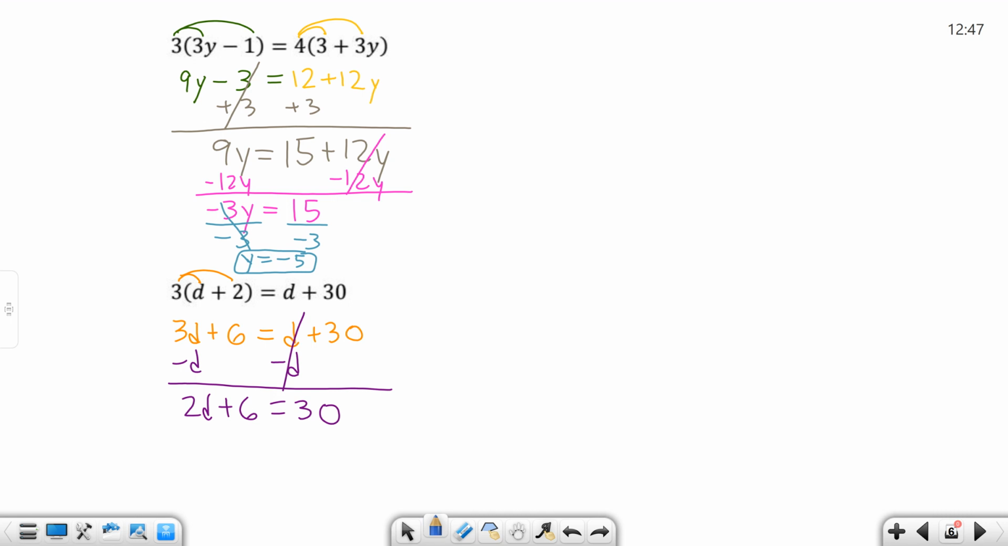The thing by itself is 30, so we need to move the 6 over. How do I move the 6 over? I subtract it from both sides. So 2d equals 24. And I almost don't have room for this. Divide both sides by 2. And I get d equals 12. D equals 12.